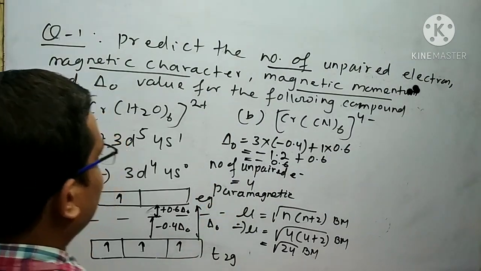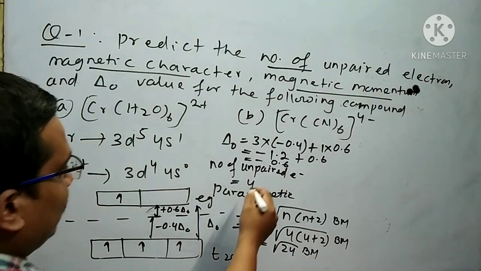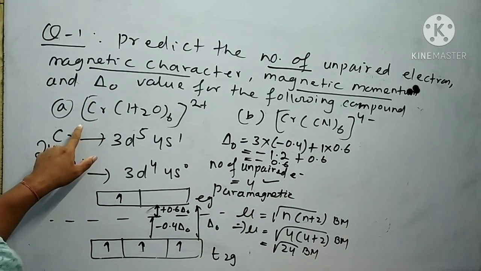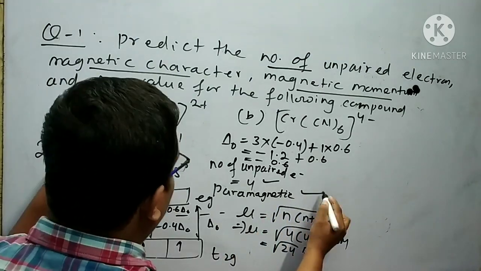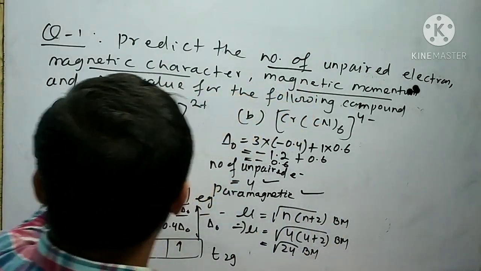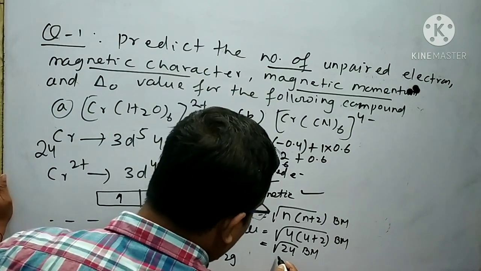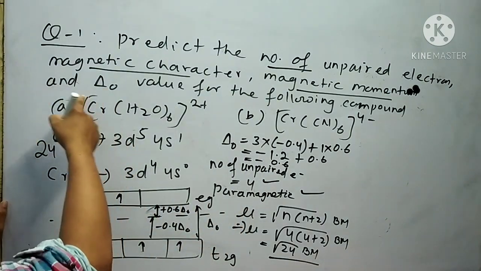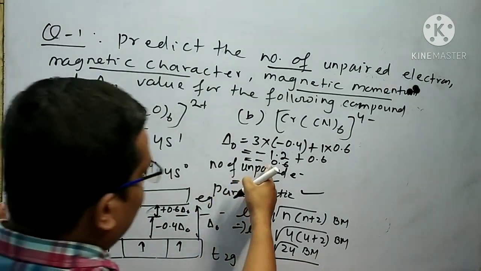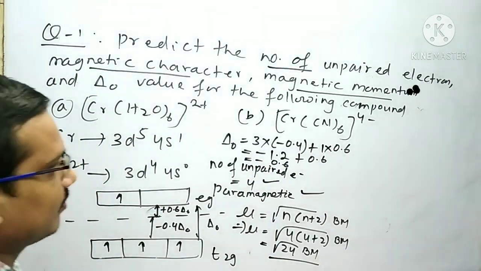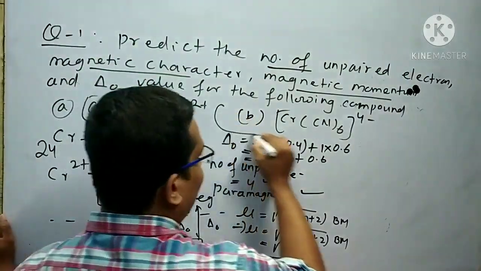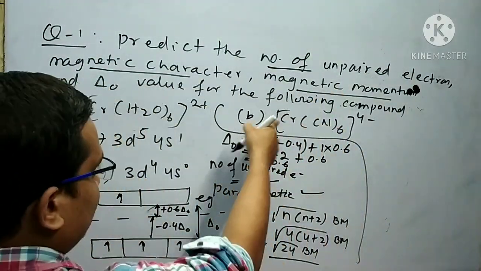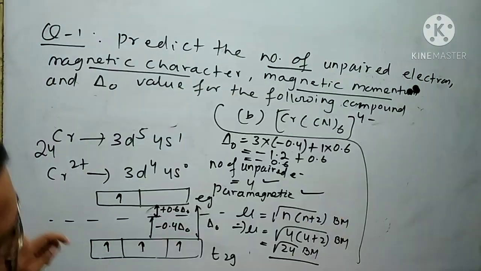According to the question, the number of unpaired electrons is your 4. Magnetic character of this complex is your paramagnetic. Magnetic moment is your root over of 24 BM. Next is your del 0 value, which is your minus 0.6. Now I am to find out all the terms for this compound.